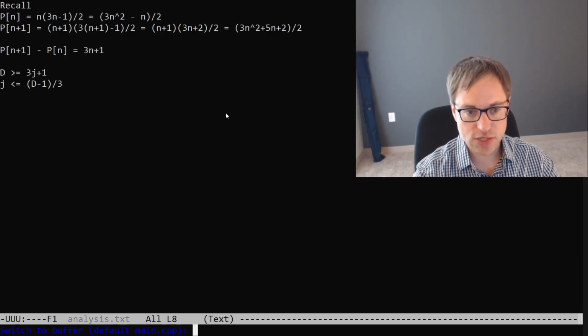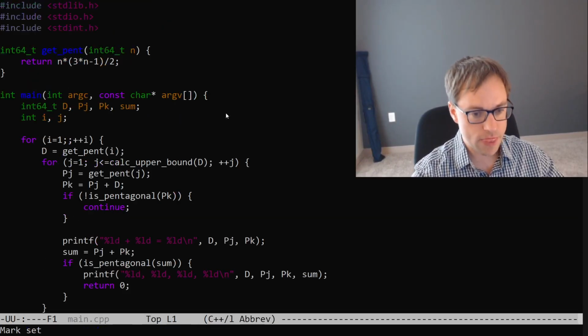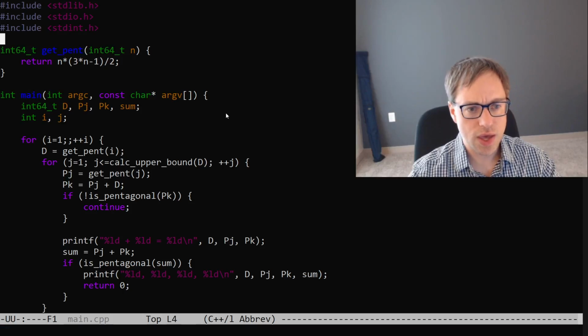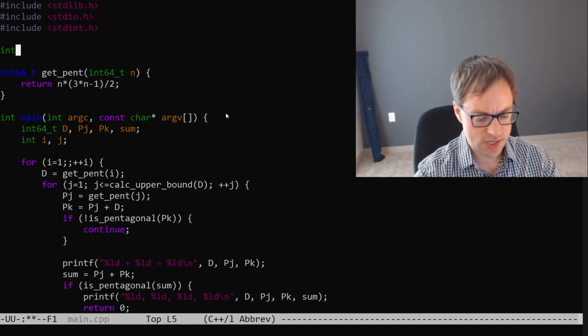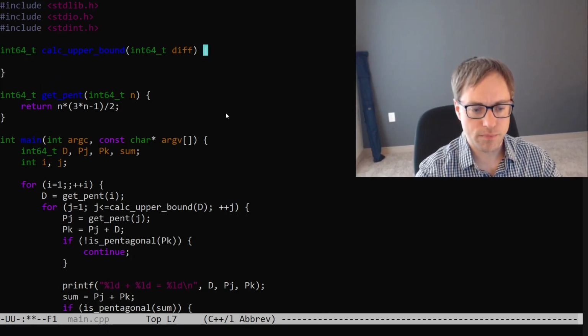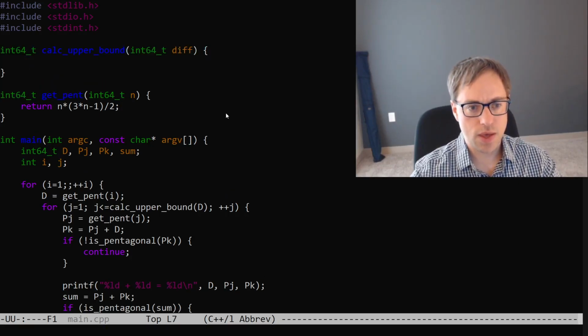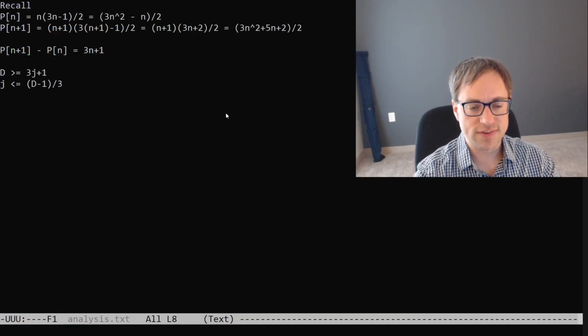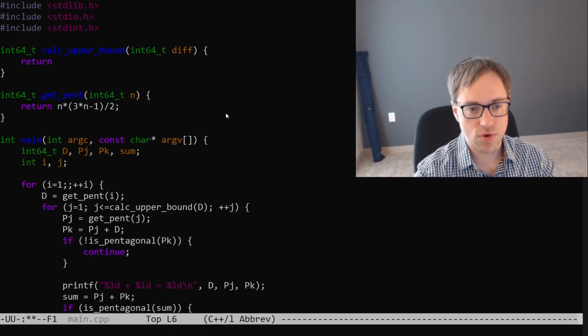So let's go back to our program here. And we'll say int64_t calc_upper_bound, int64_t diff. And we're just going to say return, and that's going to be d minus 1 over 3. So diff minus 1 over 3.